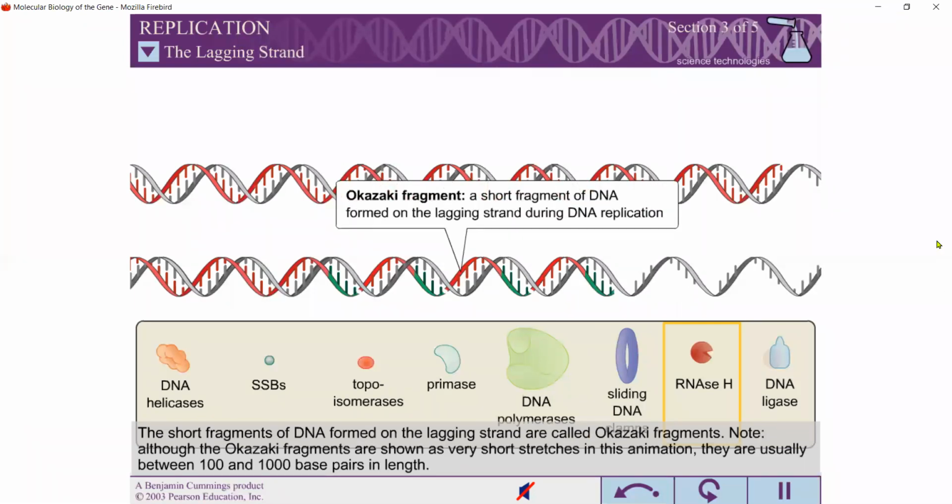Now, the short fragments of DNA formed on the lagging strand are Okazaki fragments. They are named after their discoverer, Reiji Okazaki. He explained the phenomenon of their formation, and it was named in his honor. They are usually between 100 to 1,000 base pairs in length. So these are short DNA fragments synthesized on the lagging strand, ranging from 100 to 1,000 base pairs in length.